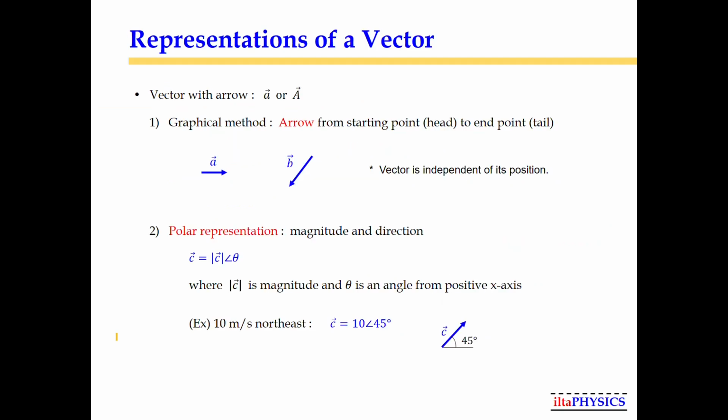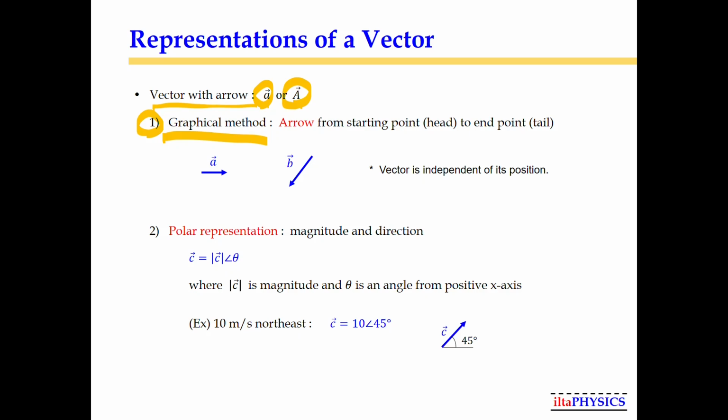Representations of a vector. There are 3 main ways to represent a vector. First, when writing vectors in text, we usually put an arrow above a letter, like a. Remember, a vector always has both magnitude and direction. The first method is graphical. Simply draw an arrow. The length of the arrow shows the magnitude, and the arrowhead shows the direction. It's the most intuitive way to think about vectors, and it's very useful for solving problems visually.